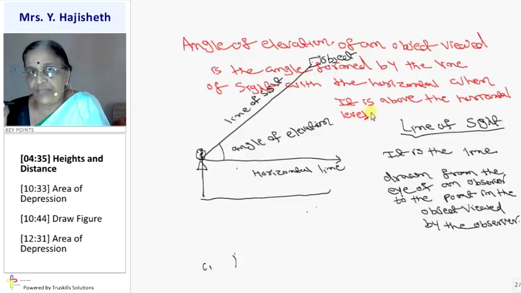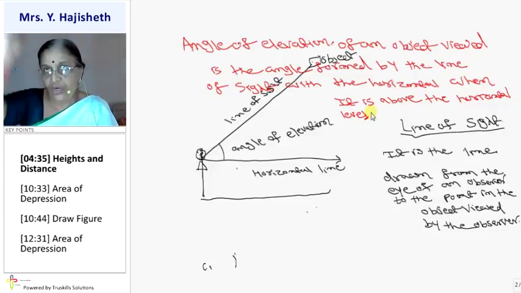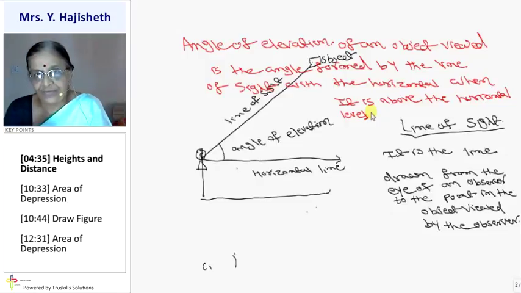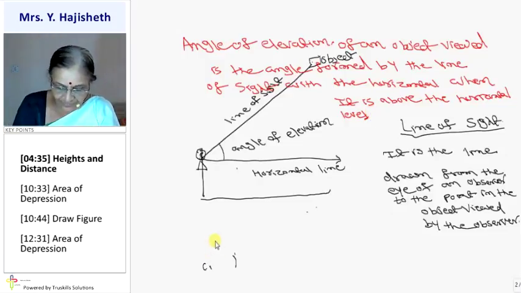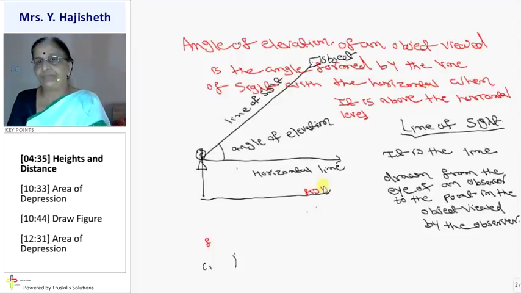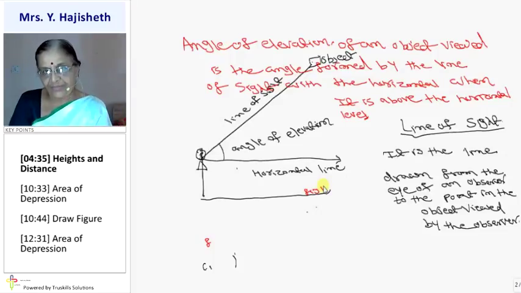Angle of elevation of an object viewed is the angle formed by the line of sight with the horizontal when it is above the horizontal level, right? That is the case when we raise our head to look at the object. See figure 1. This is my figure number 1, okay? This is my figure 1. Clear? Are you clear with that?